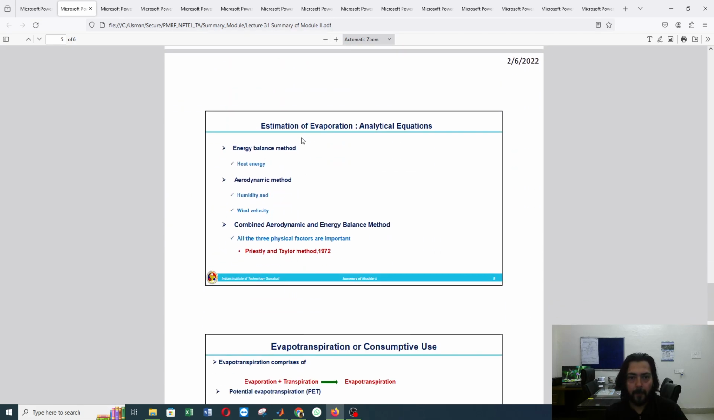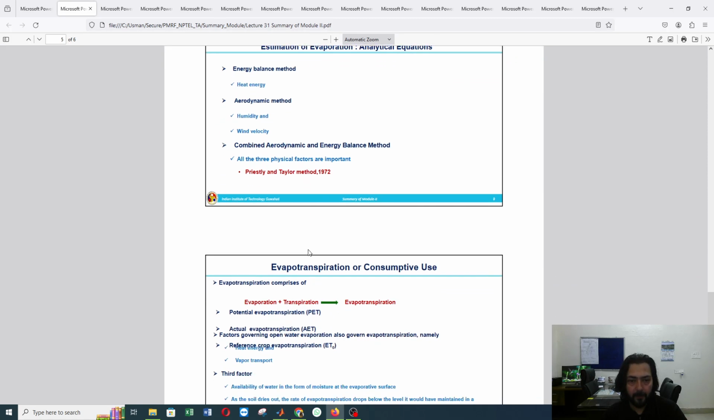In the analytical methods we talked about three approaches. The first was the energy balance method, which obviously takes place due to heat energy. Then we talked about the aerodynamic method, where the two important terms were humidity and wind velocity. And when we combine these two approaches, that is energy balance and aerodynamic method, we can use them together and we call it the combined approach, right?